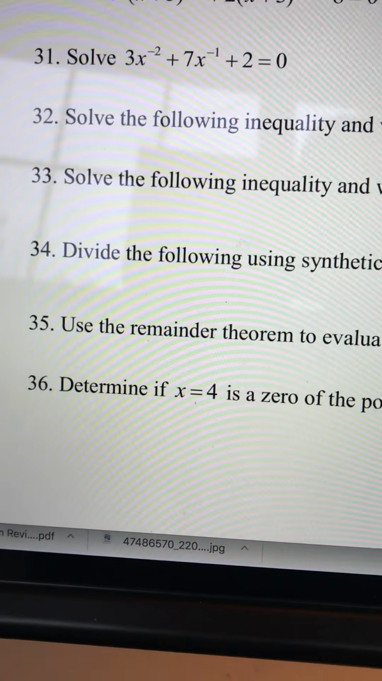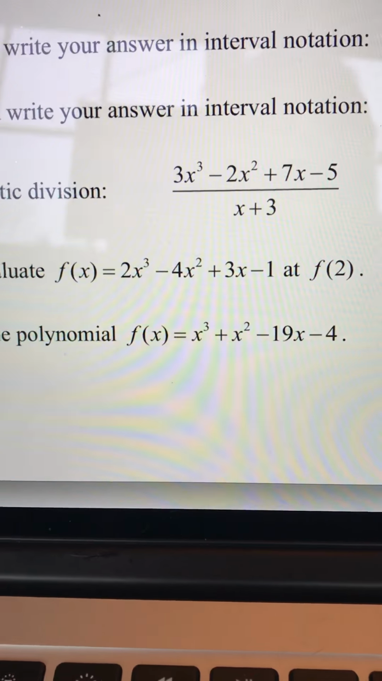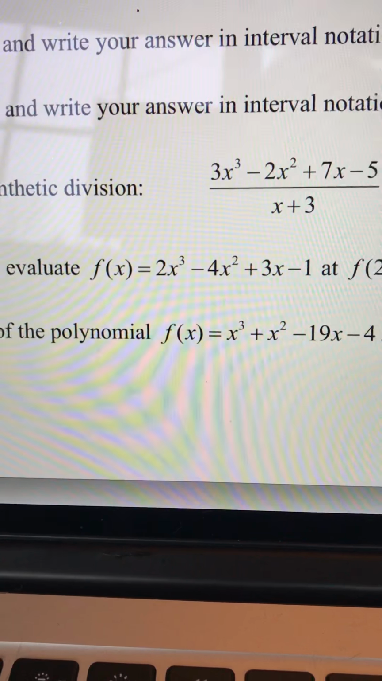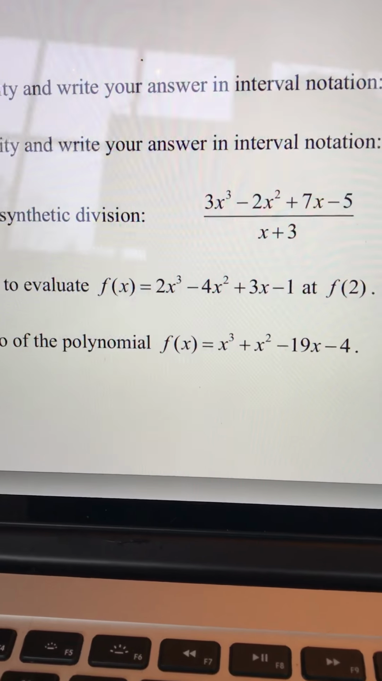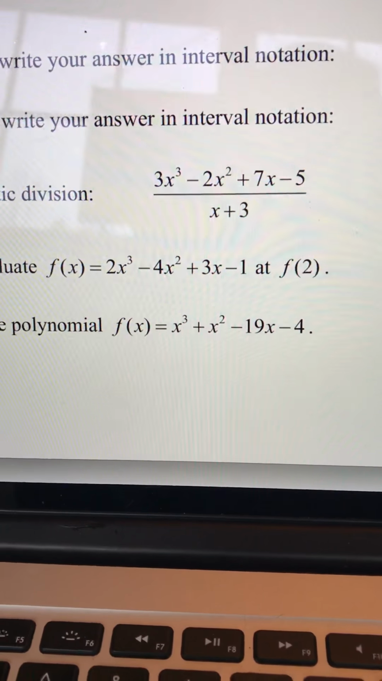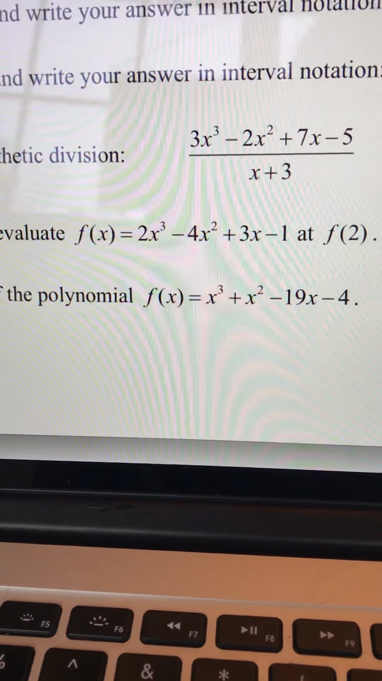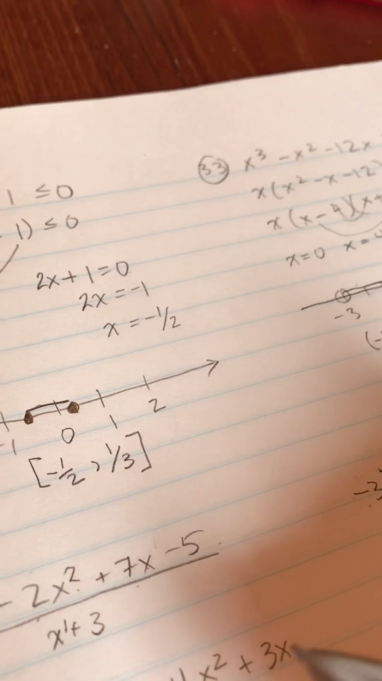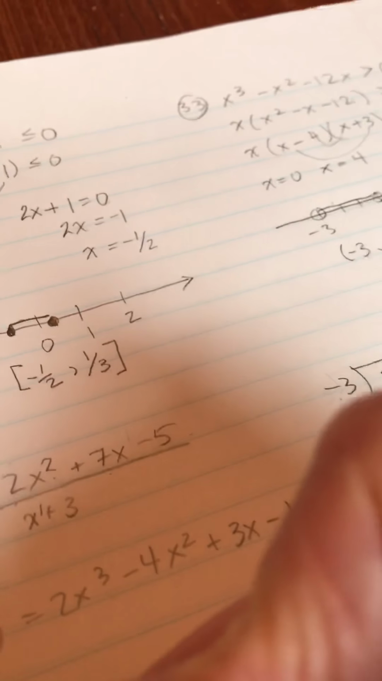All right. Number 35 says use the remainder theorem to evaluate f of x equals 2x cubed minus 4x squared plus 3x minus 1 at f of 2, at x equals 2. So we're going to take this polynomial, f of x equals 2x cubed minus 4x squared, I'm writing it down now, plus 3x minus 1, and we want to calculate or evaluate f of 2.